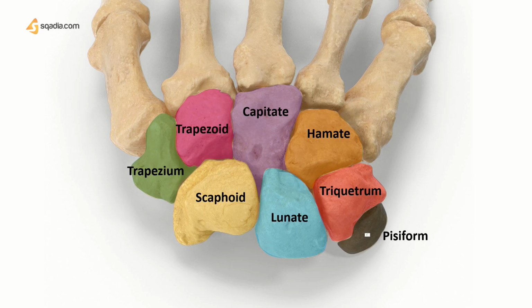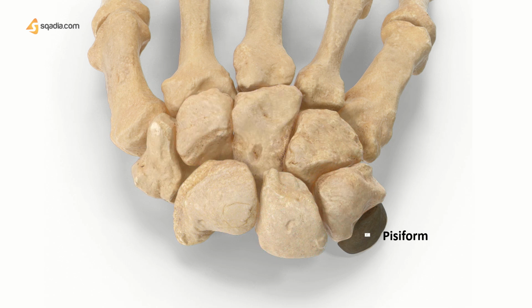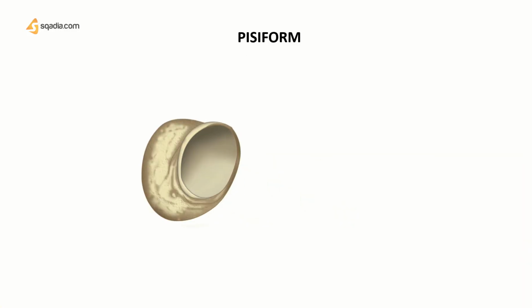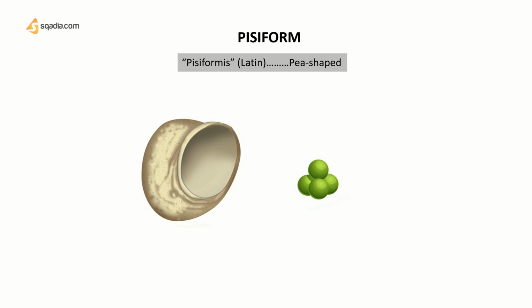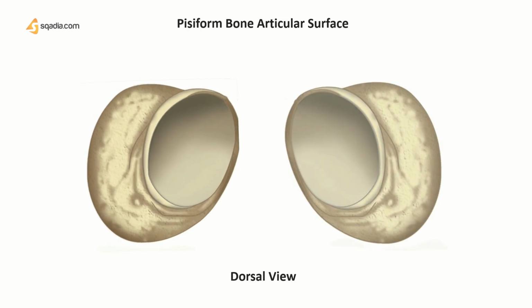The last, or the fourth, bone of the proximal row is the pisiform bone, which is P-shaped and derived from the Latin word pisiformis, meaning pea-shaped. In the proximal row of the carpal bones, it is present most medially. It is also the smallest of all the carpal bones and is classified as a sesamoid bone.